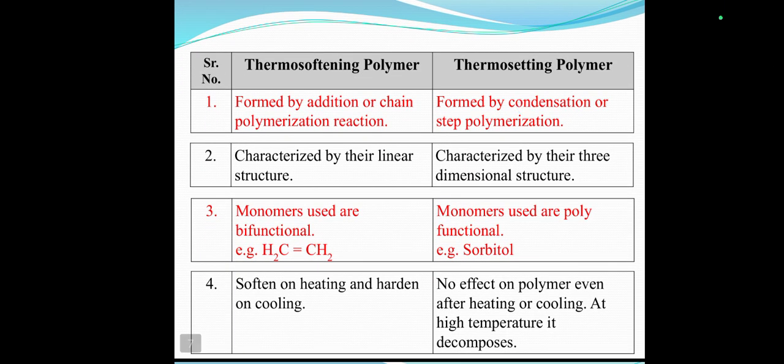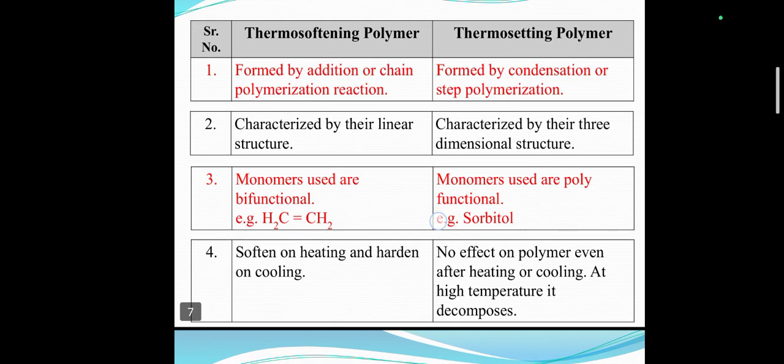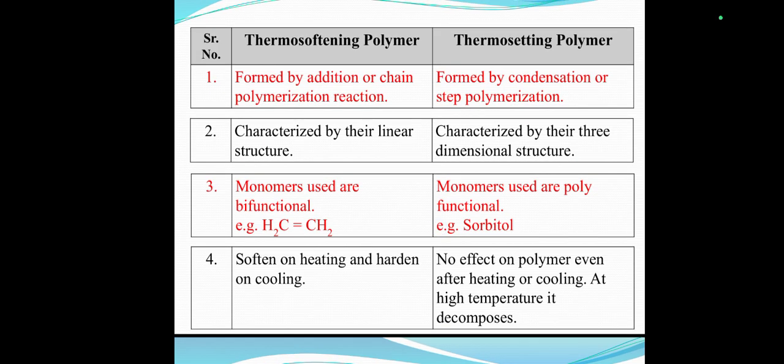Now we will see the difference between two types of polymer. The first type is the thermosoftening polymer and the second type is the thermosetting polymer. We are going to see what is meant by each. Thermosoftening polymer is formed by addition reaction, or chain polymerization reaction. And thermosetting is formed by condensation, or step growth polymerization. So simply keep in mind, thermosoftening is an addition type of polymer and thermosetting is a condensation type of polymer.